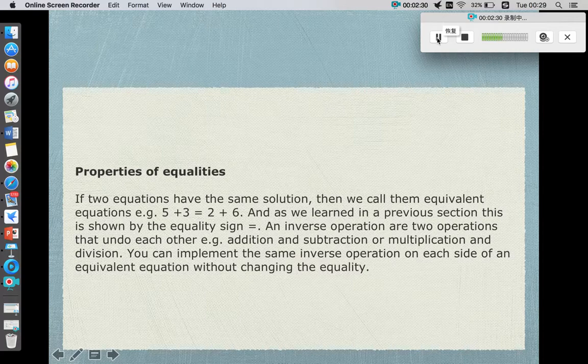For example, we know that 5 plus 3 equals 2 plus 6. Then 5 plus 3 minus 2 equals 6 plus 2 minus 2. As well as it goes for the multiplication property of equality. If you multiply each side of an equation by the same non-zero number, you produce an equivalent equation.